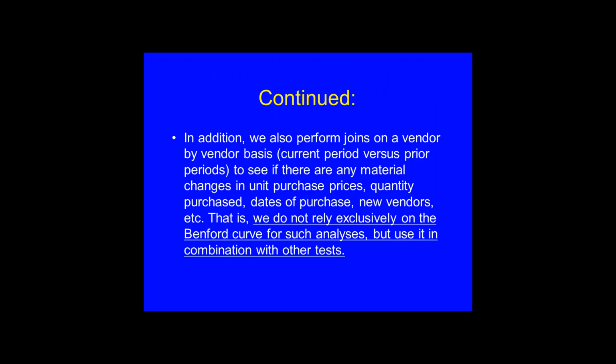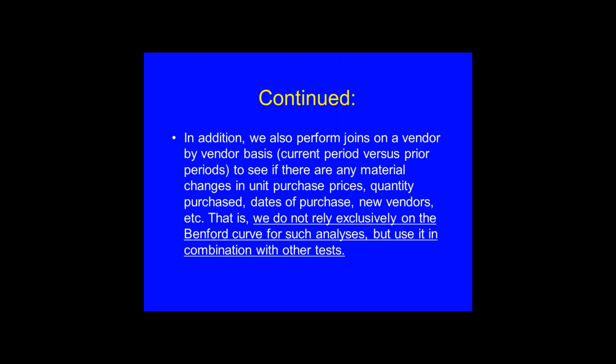Also, we do a join on a vendor-by-vendor basis. We always do current period versus last quarter or last year, see if there are any material changes, and we look at purchase quantities, purchase dates, new vendors.